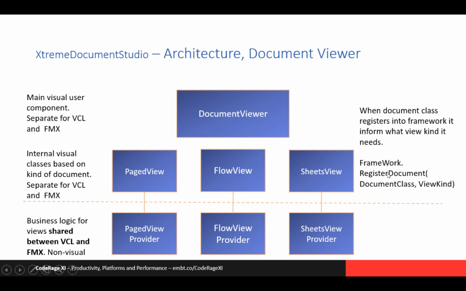And to give an example of how you would register a document engine into the framework, here's how it looks. So when a document engine registers itself, it specifies the view kind it belongs to. So appropriately, the framework will pick up the view and show the document. Okay, that's basically what I had for today.